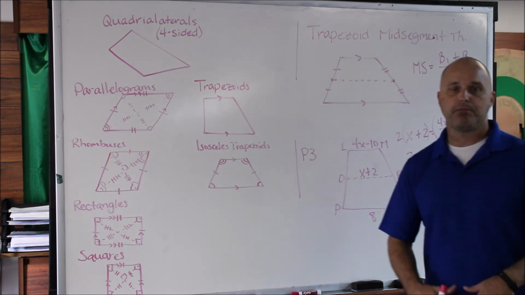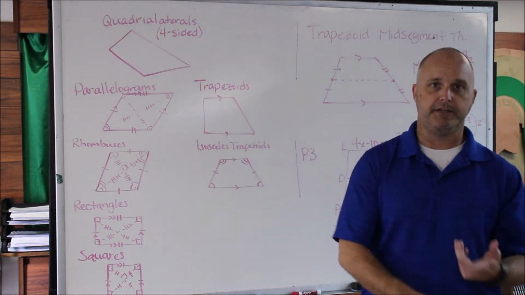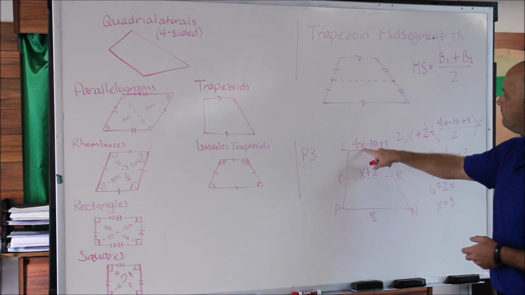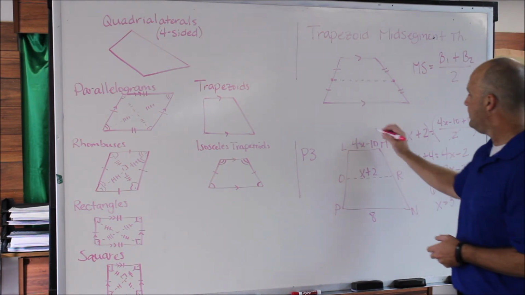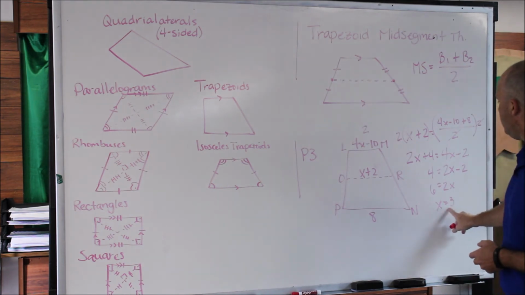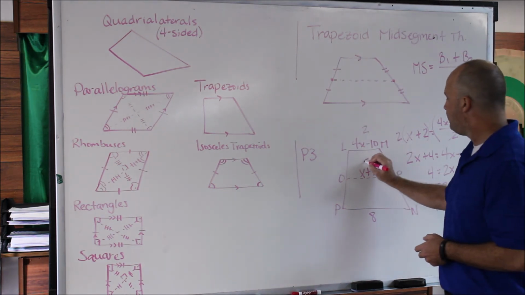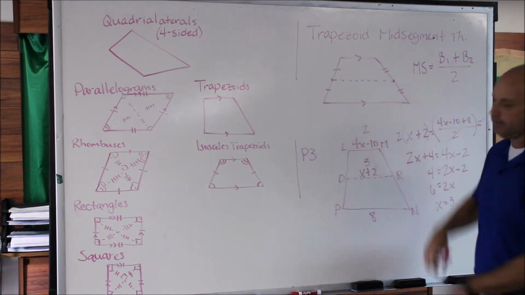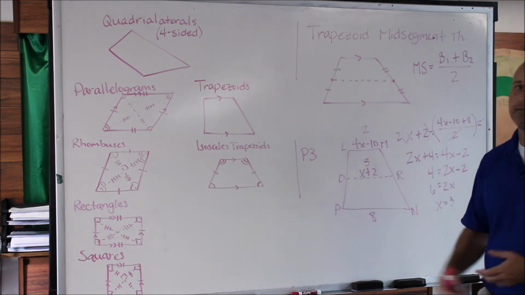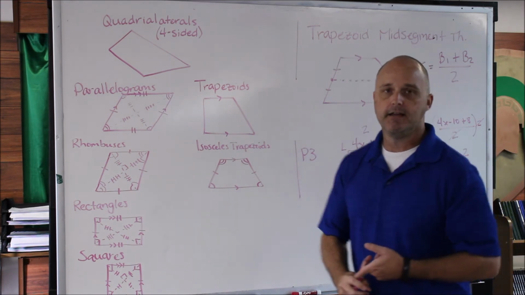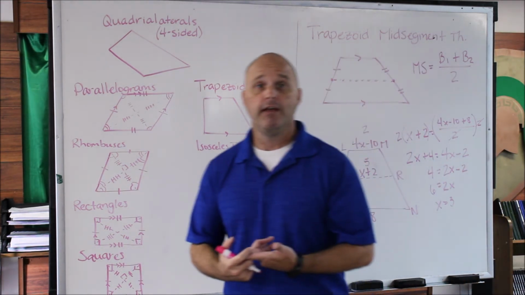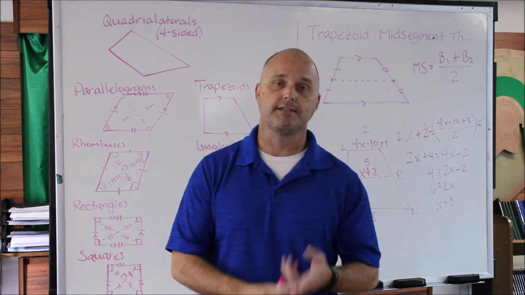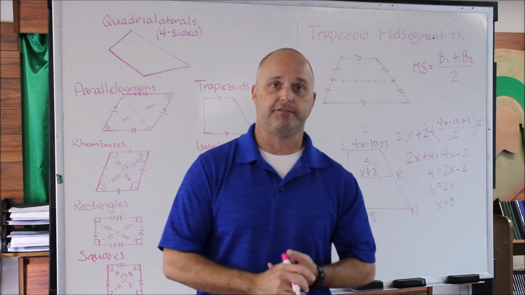So now if I plug this in, I should be able to find both the mid-segment and base 1. Base 1: 4 times 3 is 12, minus 10 is 2, and then 3 plus 2 is 5. If I add up this base and the other and then divide by 2, I should get the mid-segment. So 2 plus 8 is 10, divided by 2 is 5, and 5 is what we found for our mid-segment. So we know that our x is correct, and we know that our bases are correct.